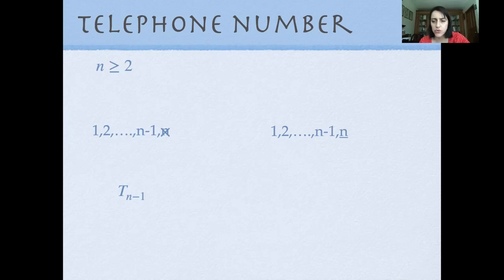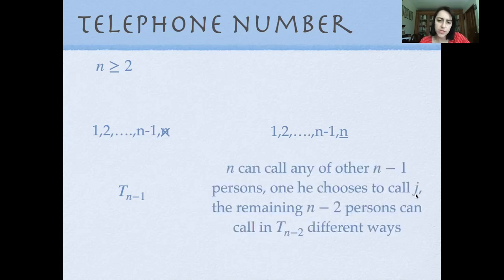Maybe he chooses to call J, and then the remaining n-2 persons can call between them in Tn-2 different ways. So we have here n-1 times Tn-2 possibilities. And the sum of these two numbers equals the number of total possibilities. So we have this nice recursive formula for telephone number.